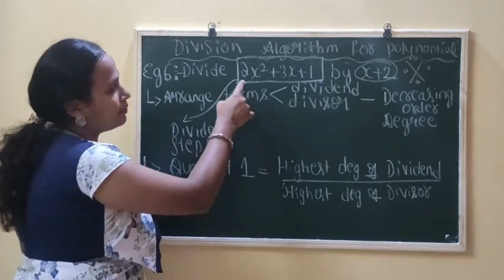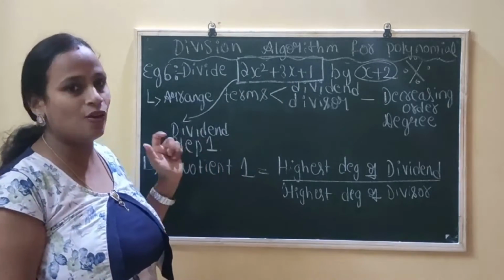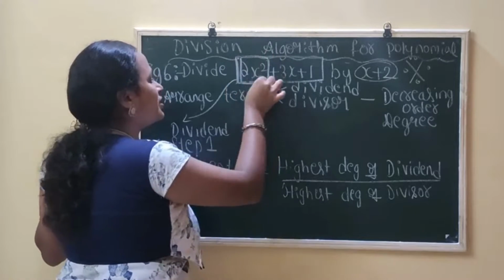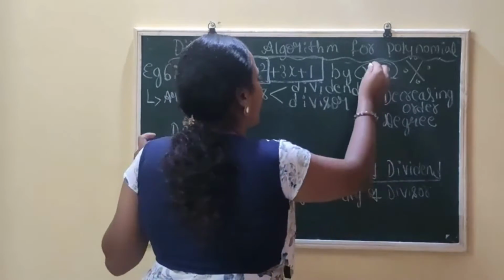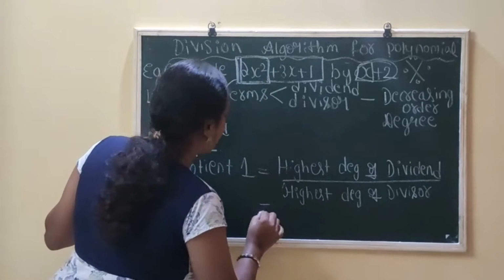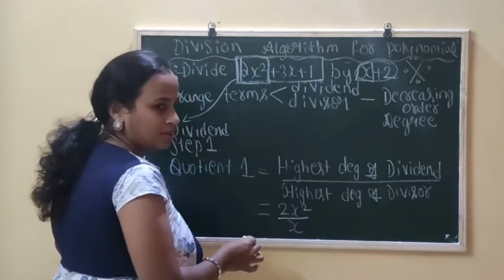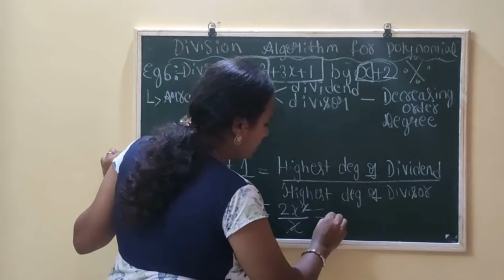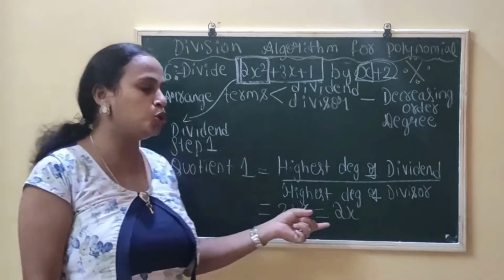Which is the dividend here? The dividend is 2x square plus 3x plus 1. The highest degree term of the dividend is 2x square. The highest degree term of the divisor is x. So we divide 2x square by x. This is simple division. If you cancel, x and x will go, and you will be left with 2x. So quotient 1 is 2x.